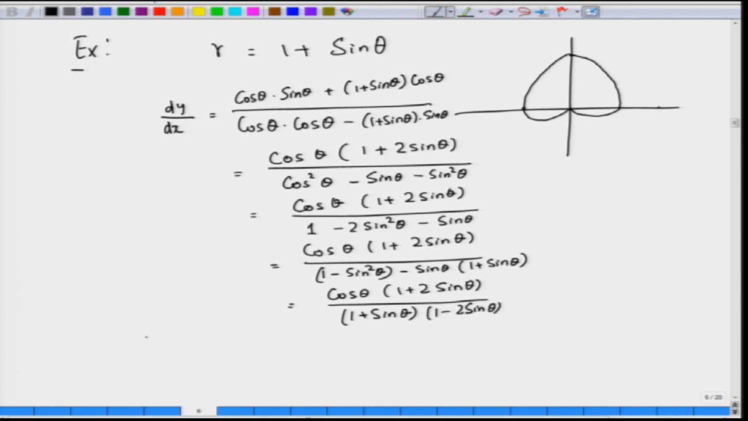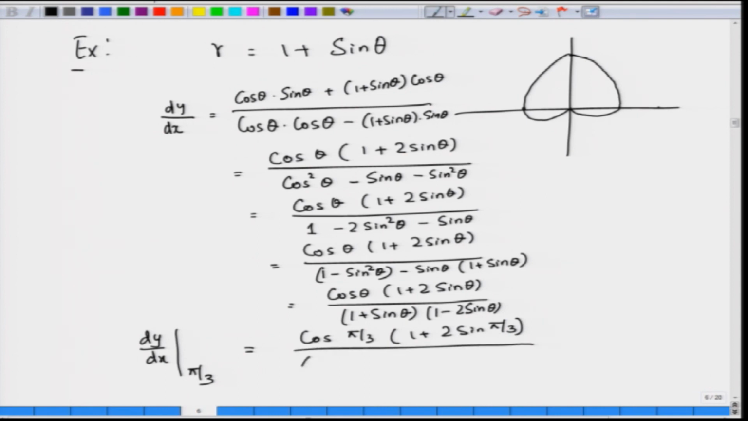Now, if we want to find dy by dx, the slope at the point pi by 3, then this is going to be cos pi by 3 times 1 plus 2 sin pi by 3, divided by 1 plus sin pi by 3 times 1 minus 2 sin pi by 3. Now, plug in the values. This is 1 half times 1 plus root 3, because sin pi by 3 is root 3 by 2. The denominator is 1 plus root 3 by 2 times 1 minus root 3.